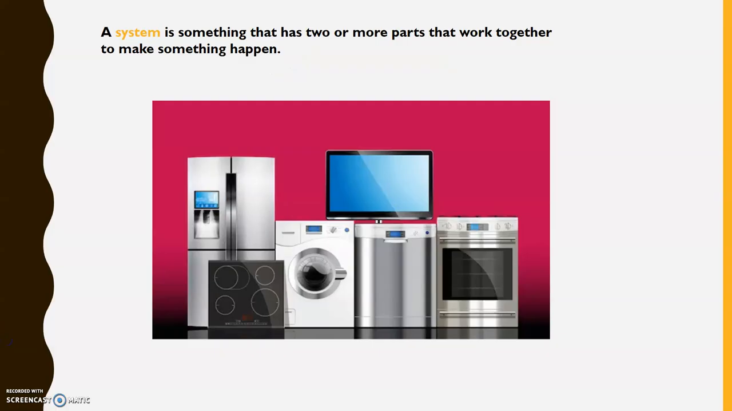A system is something that has two or more parts that work together to make something happen. I've put a picture over there of different appliances because these appliances are systems. They have two or more parts that work together.